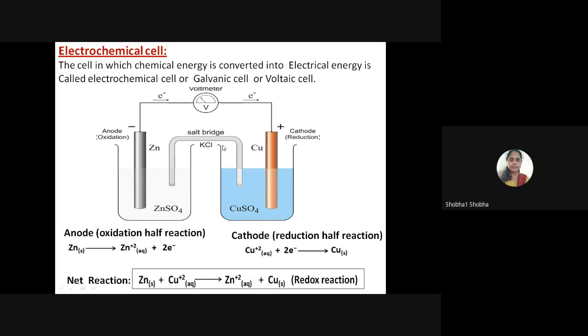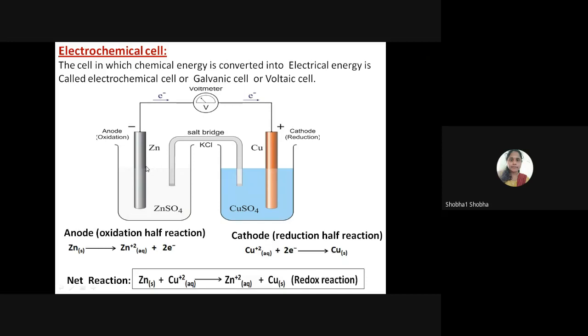Just to maintain electrical neutrality and balance the ions, the salt bridge is kept here. Okay, and the zinc, on which oxidation takes place, I call the anode, and the electrode on which reduction takes place I call the cathode, right? Copper is where reduction takes place, therefore I said cathode.